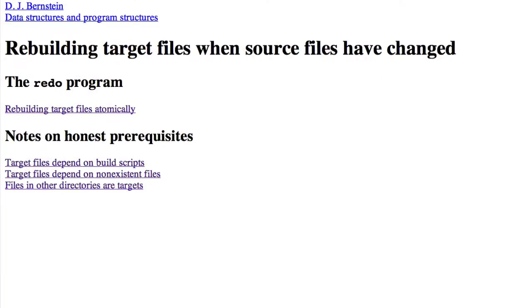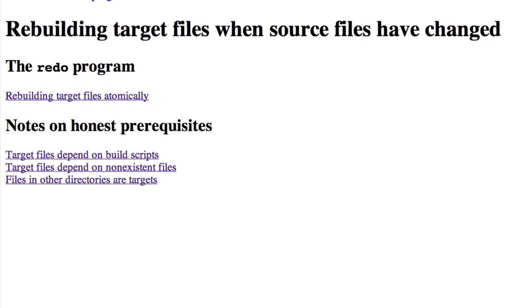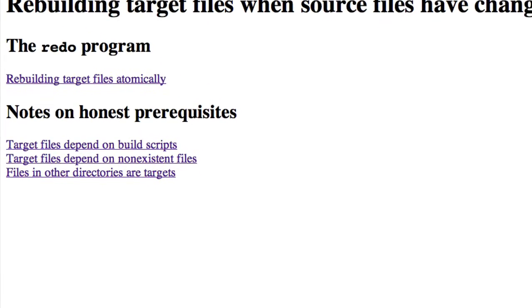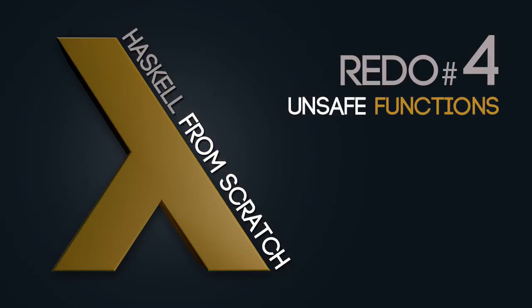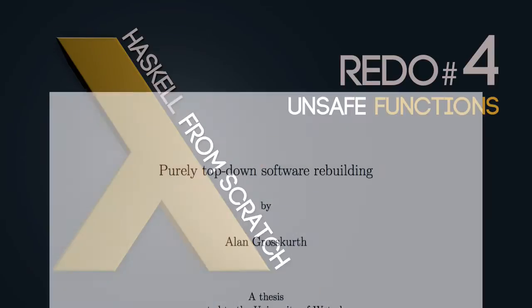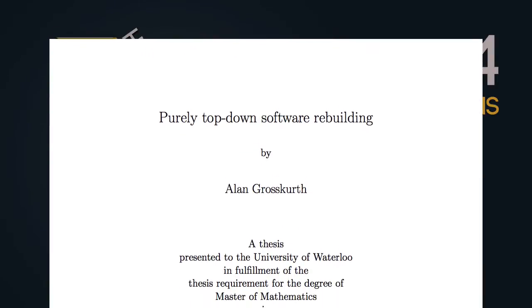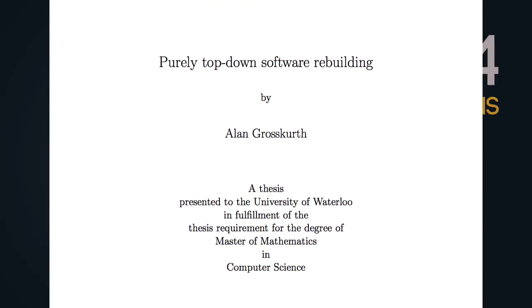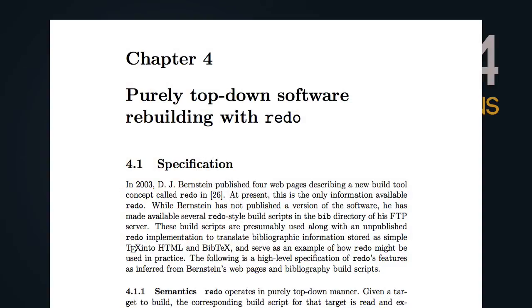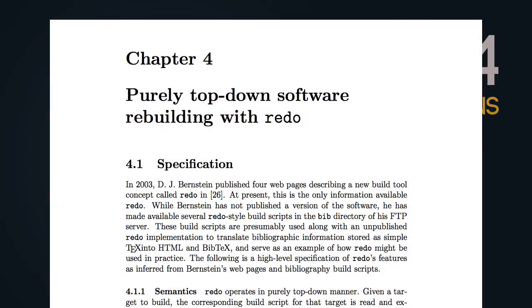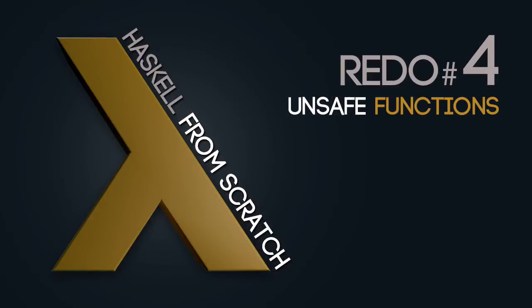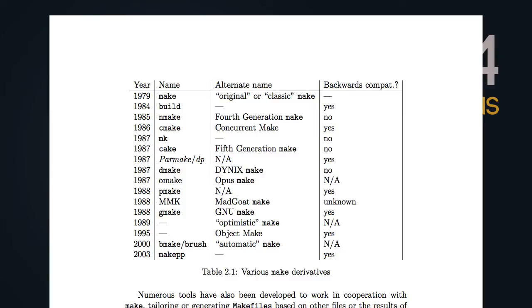And if you look through DJB's site at this point, you'll probably have a hard time seeing what feature we can implement next based on the documents he's published. At least I did. But fortunately, I came across a paper titled Purely Top-Down Software Rebuilding by Alan Grosskurth, who actually built an implementation of redo in shell script by taking a look at some redo-style build scripts he found on DJB's FTP server. Alan also evaluated a lot of make alternatives and other systems out there, and I think the paper's an interesting read if you're really interested in that sort of thing.